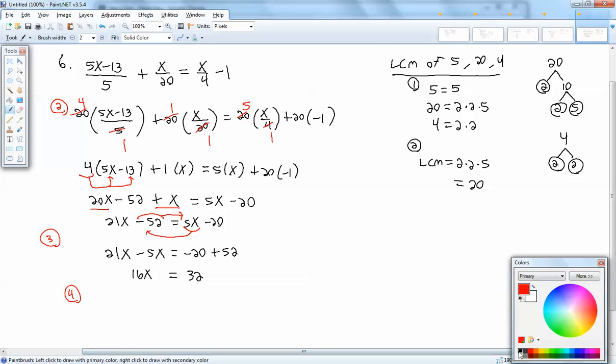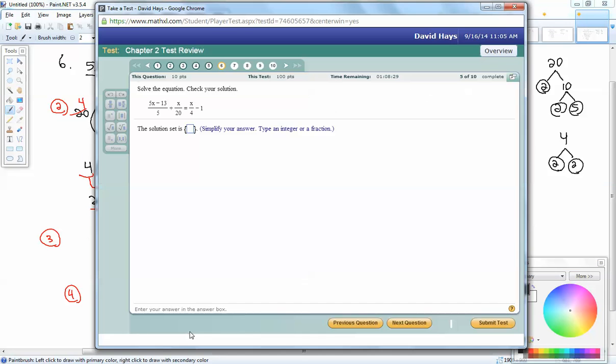Step 4. Divide both sides by the number in front of your x. The number in front of our x is a 16, so we'll divide both sides by 16. And we get x is equal to 2. These are all coming out pretty nice answers. Not nice problems necessarily, but the answers come up fairly nice.